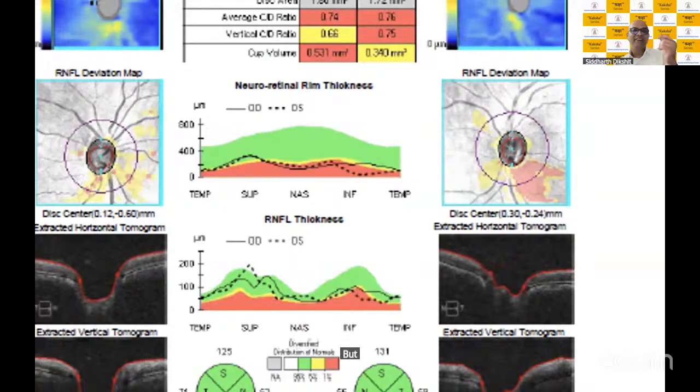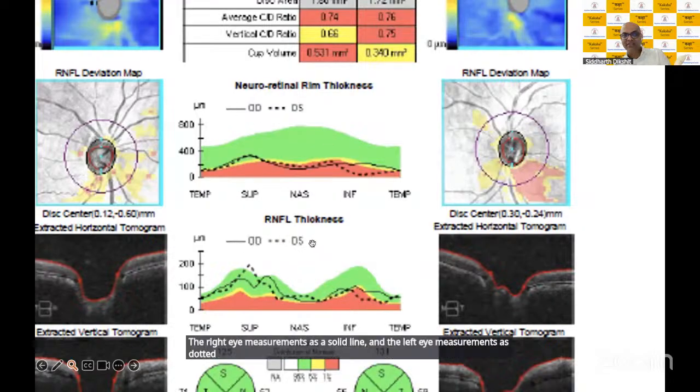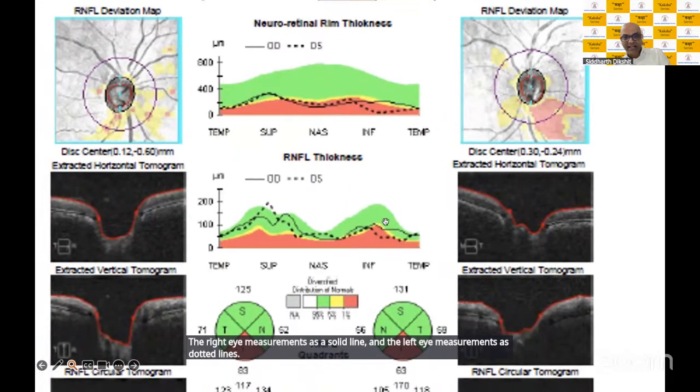But the Tisnit maps, which is the USP of OCT, is showing you the right eye measurements as a solid line and the left eye measurements as dotted lines. Now let us look at the RNFL thickness.